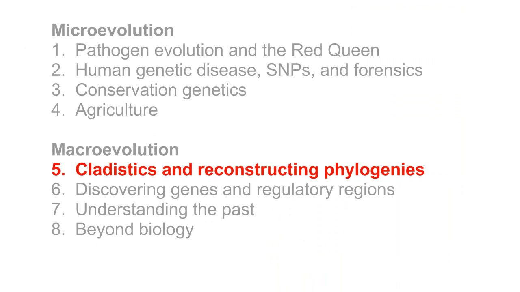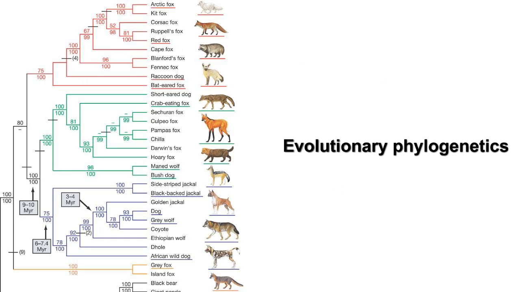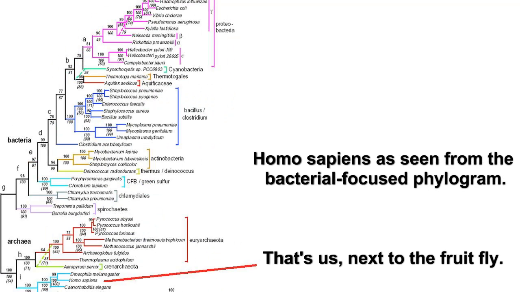Section 5. Cladistics and reconstructing phylogenies. One of the most striking evidences for evolution is the nested hierarchy. Organisms can be grouped on the basis of their genetic homology, and the resulting tree, or cladogram, matches up remarkably well with other lines of evidence. We also see common patterns of divergence.